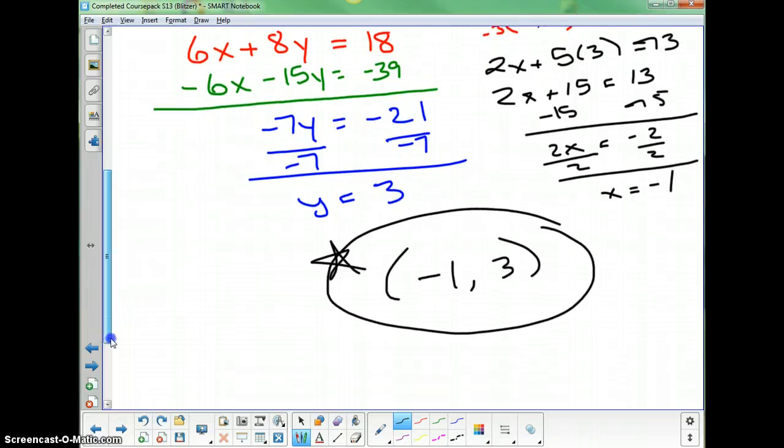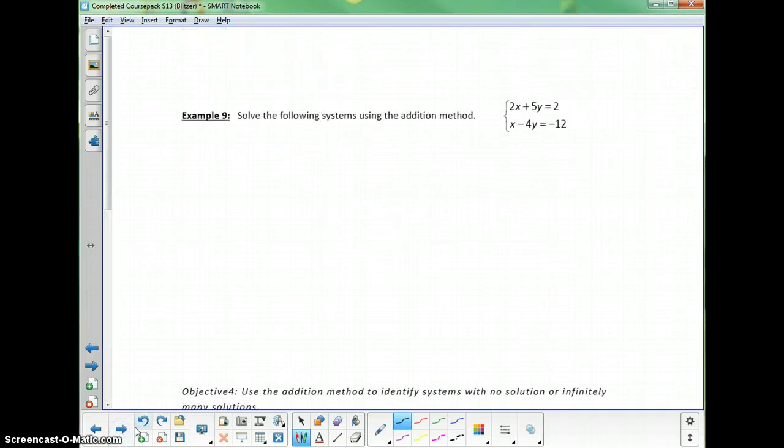Okay, let's go ahead and look at the next one. We're going to solve this system again using the addition method. So I'm looking at the x's first. The least common multiple of the x's is 2, and of the y's is 20. Out of those, the smaller value is 2, so we're going to go with 2. In this case, we're going to get rid of the x's again.